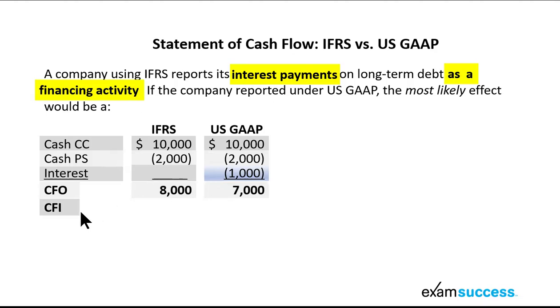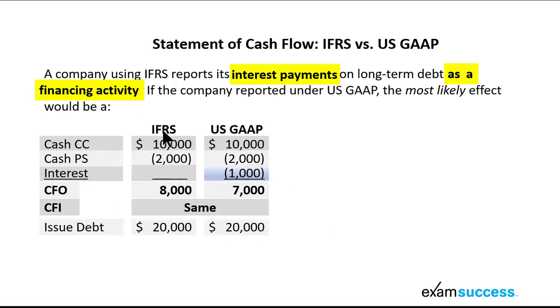Cash flow from investing activities: the interest payments don't have any effect, so it's the same under IFRS and US GAAP. We don't even need an example. Let's go to financing. Let's assume they issue some debt, 20,000 of debt. That's an inflow under both IFRS and US GAAP.